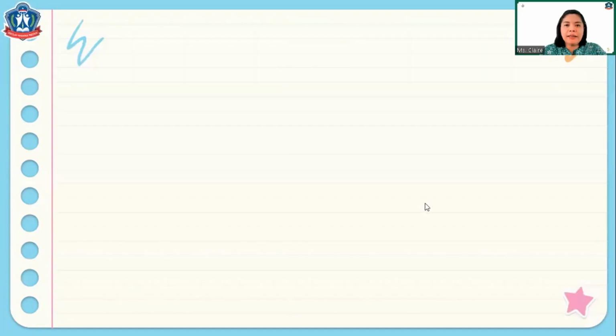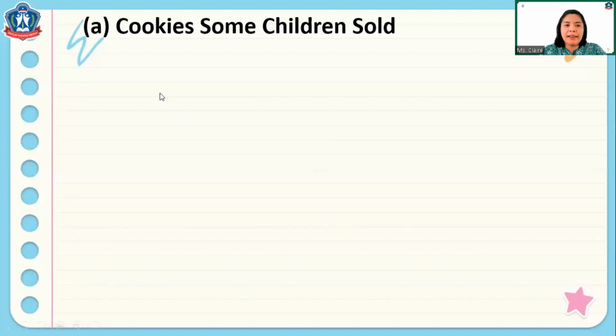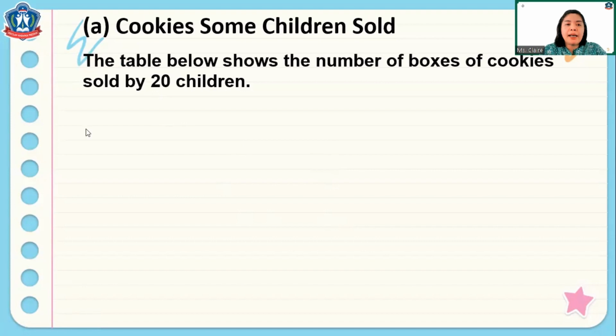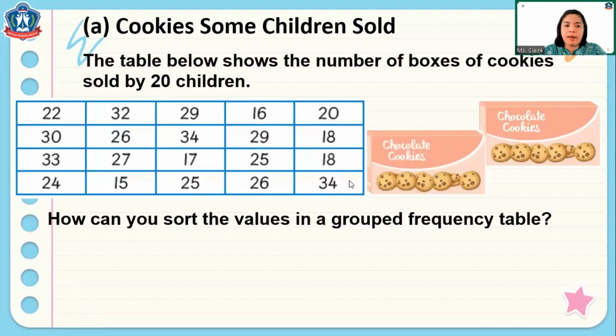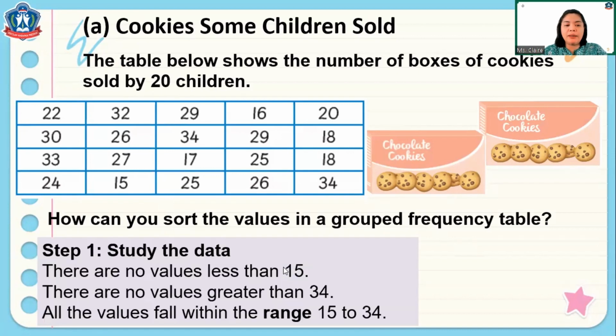Okay, let's continue with our lesson. Take a look here. Cookies sold by some children. The table below shows the number of boxes of cookies sold by 20 children. So there are 20 here. We have 20 data. As you can see, we need to sort or group this into what we call a grouped frequency table. So how do we sort this into a grouped frequency table?